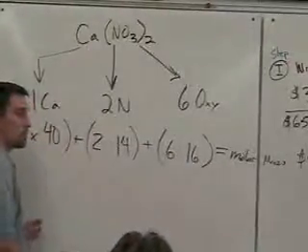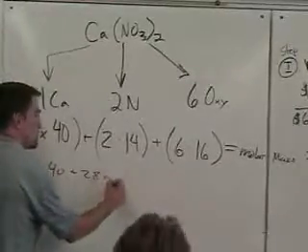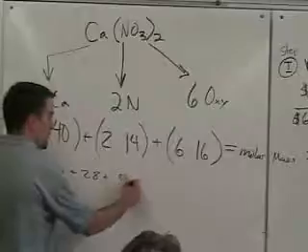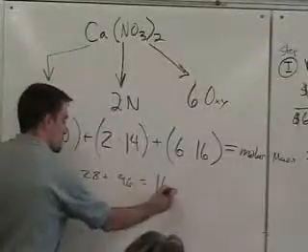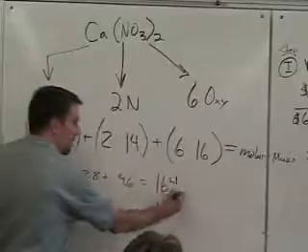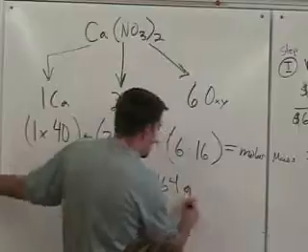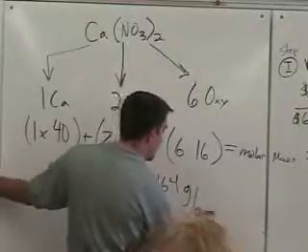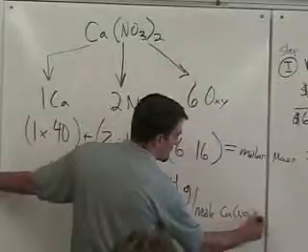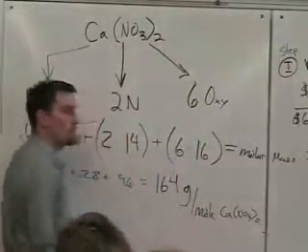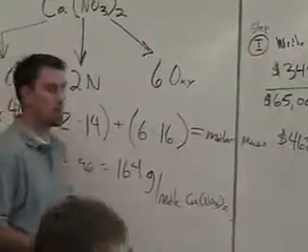Did I mess up? Okay. I have 40 plus 28 plus 96 equals 164 grams per mole Ca(NO3)2. See how to do these? Okay, finish the rest.